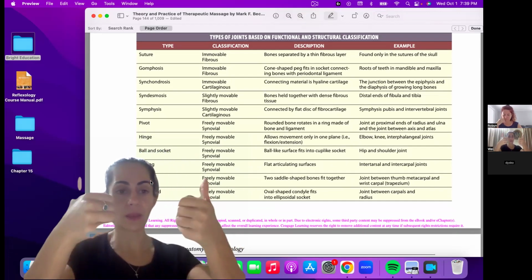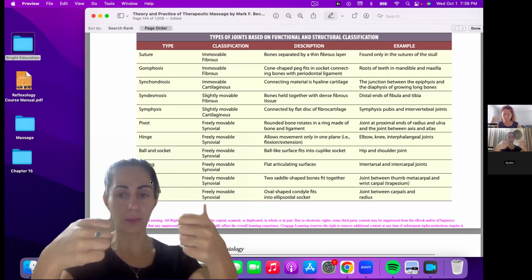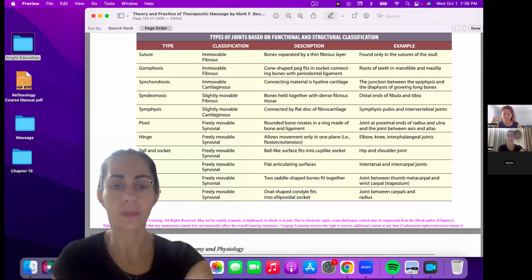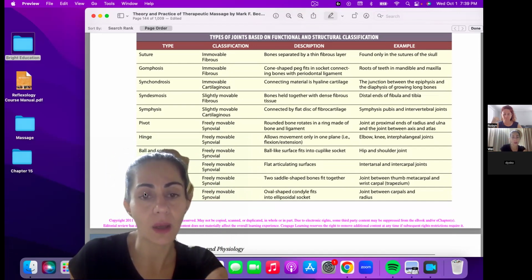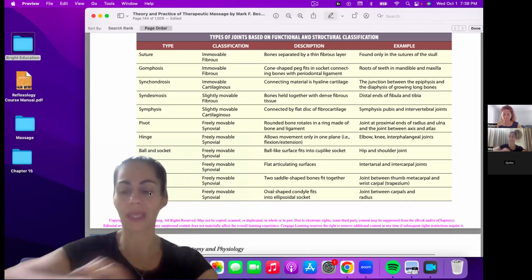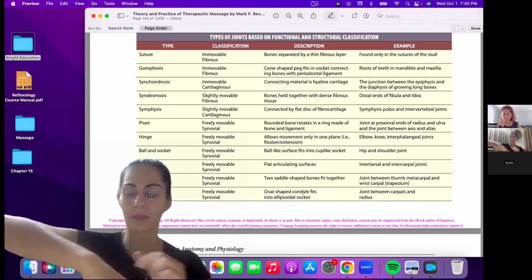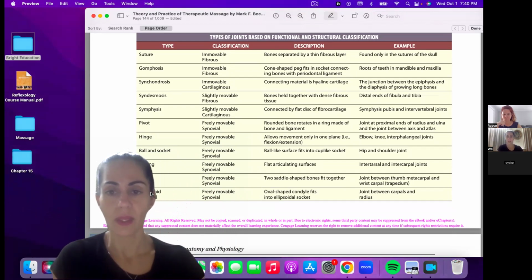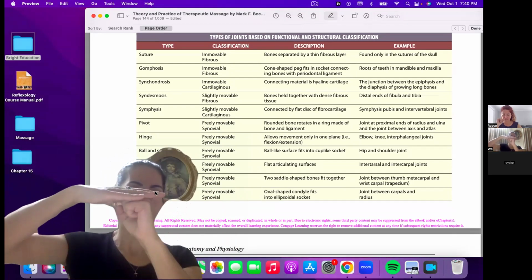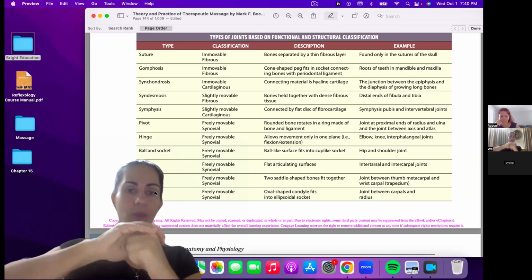Saddle, you find that in the thumb because saddle can move 2 ways, can move in 2 planes of motion. And condyloid or ellipsoid, same name. You can find that in the radius and the carpal joint in the wrist. So it kind of glides like this, yeah? This way, that way, but not like the hip or the shoulder.